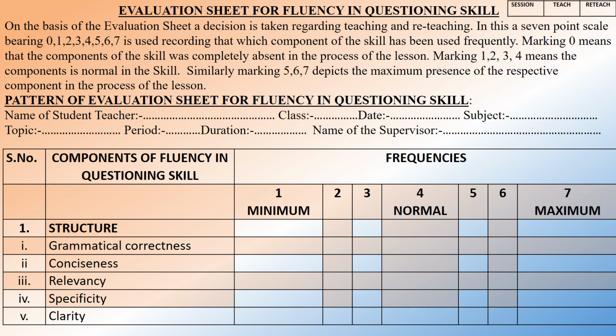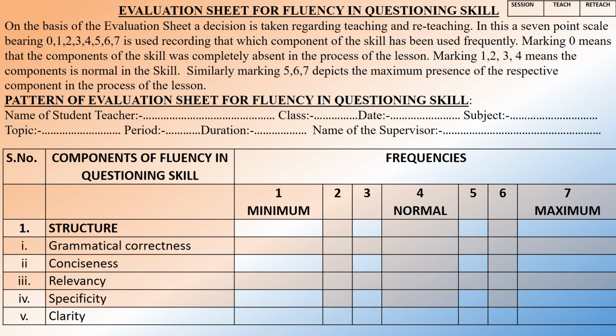In the pattern of the evaluation sheet for fluency in questioning skill, first of all, the name of the student teacher will be written. After that, class, subject, topic, period, and duration will be written. Lastly, the name of the supervisor will have to be mentioned. After the preliminaries have been mentioned, the evaluation sheet will be divided into 5 columns.